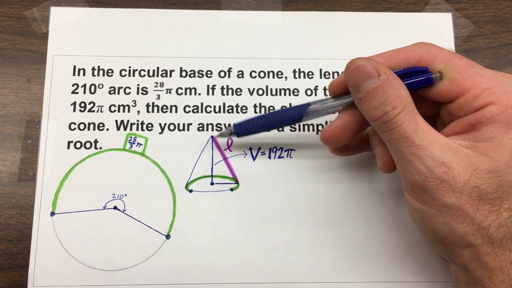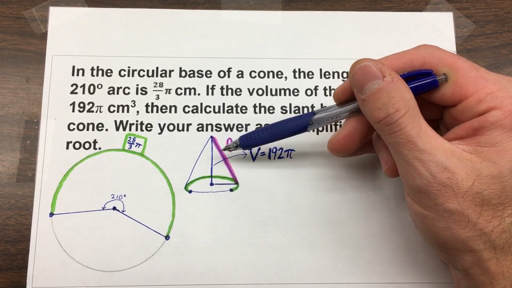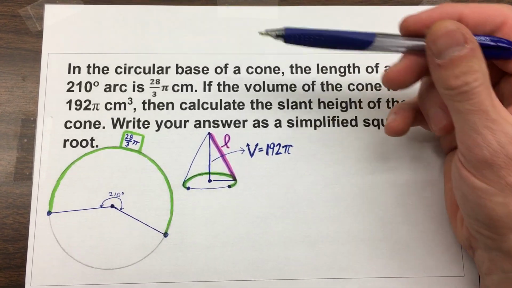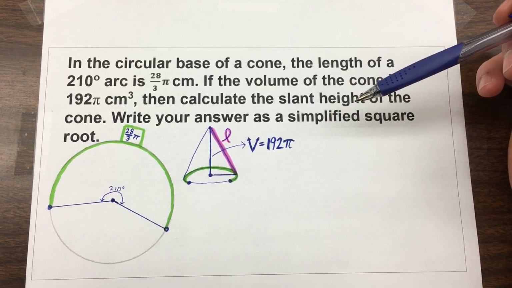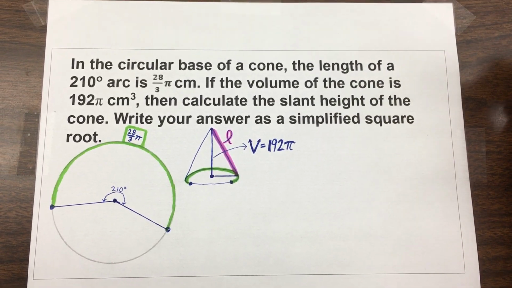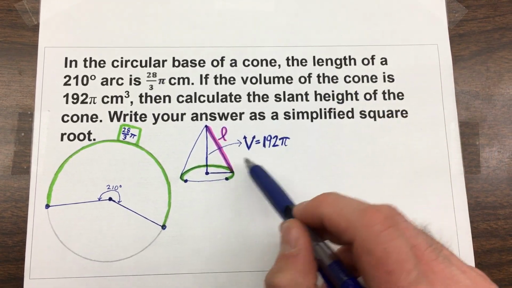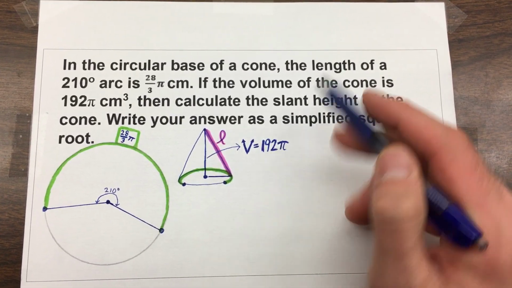And remember, the slant height is this value here, which I've already highlighted in pink and have labeled with my cursive L. Write your answer as a simplified square root. So we're not going to get just a plain old decimal answer here. We're just going to get a square root answer. So we could talk about the volume here.